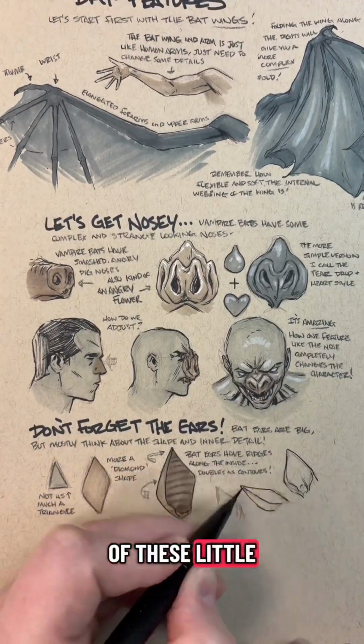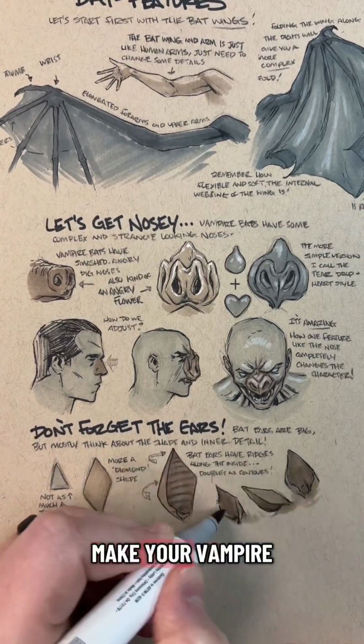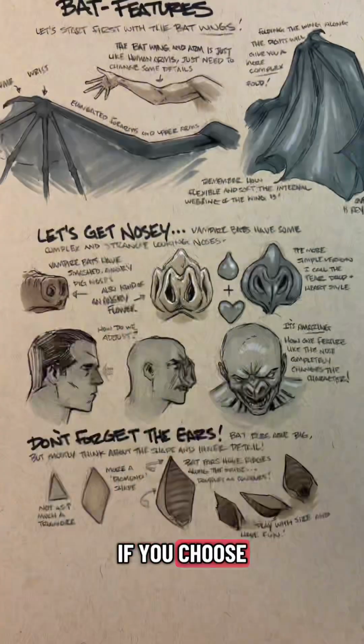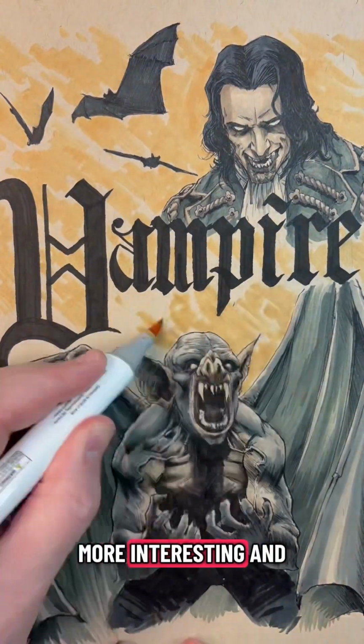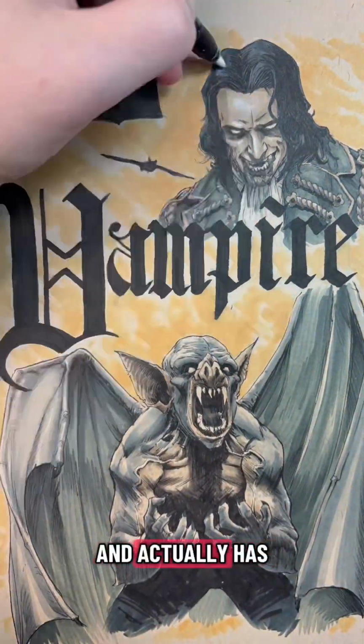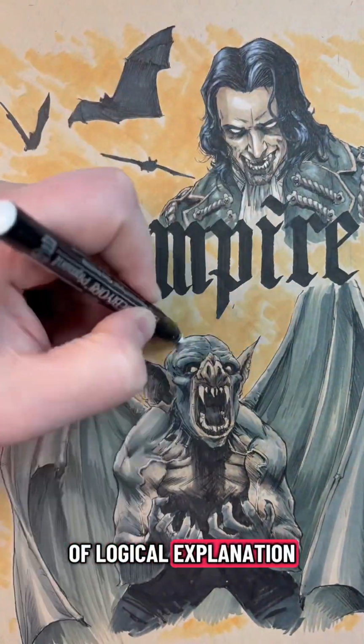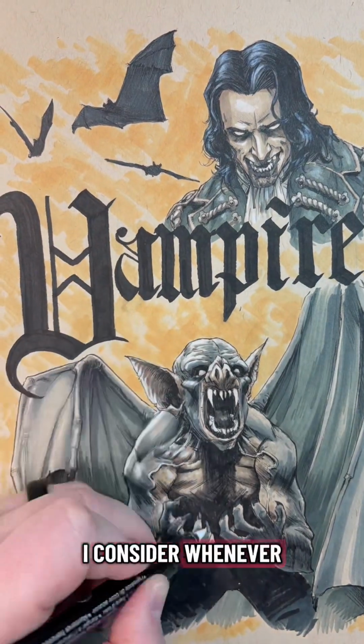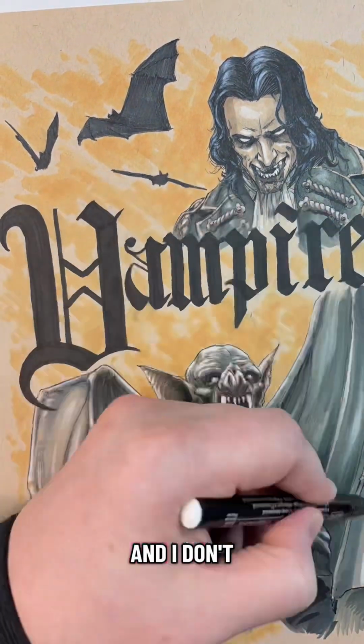So adding all of these little elements together, of course, will make your vampire in its bat form, if you choose to do so, a little bit more interesting and based in some reality, and actually has a little bit of logical explanation behind it. So those are the things that I consider whenever I'm drawing a vampire.